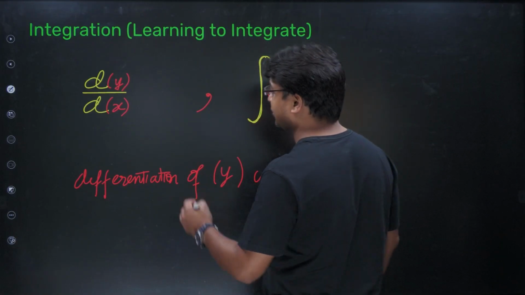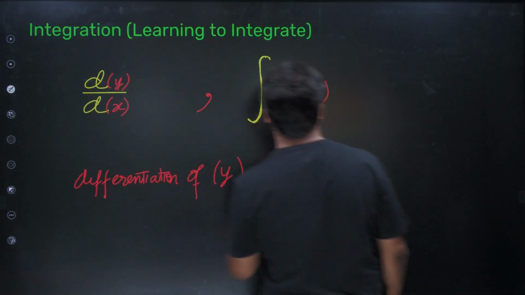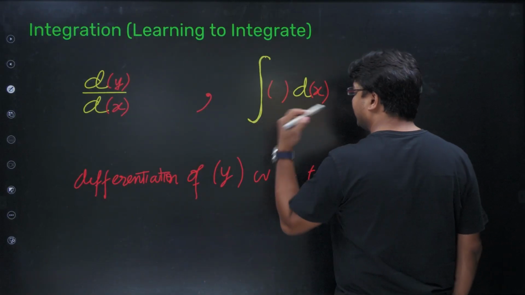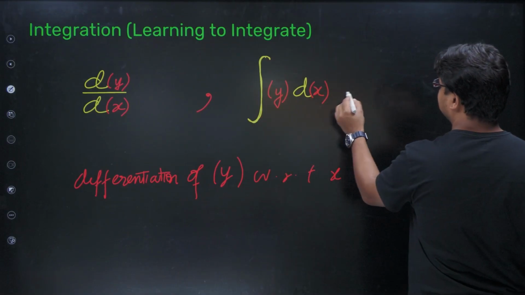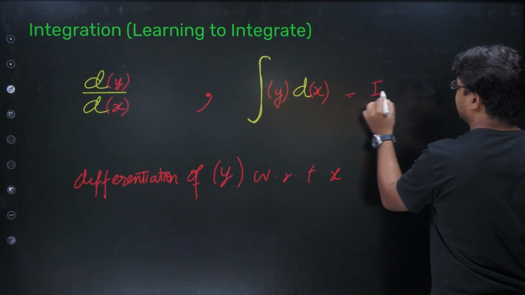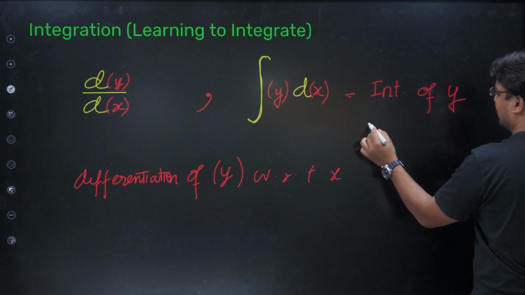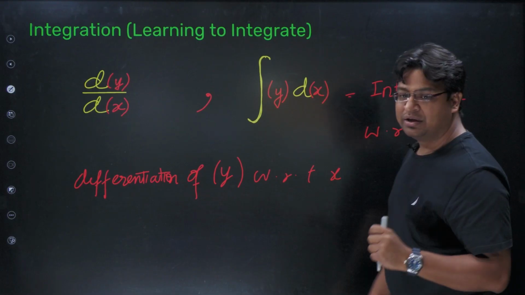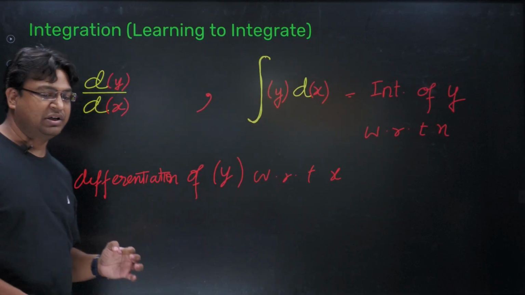Okay, so let's say I write an x here. I will say that I am integrating with respect to x, and whatever you want to integrate you write here. So now I will read this symbol as integration of y with respect to x. I hope reading the symbol is clear to you, and the symbol itself is clear to you.